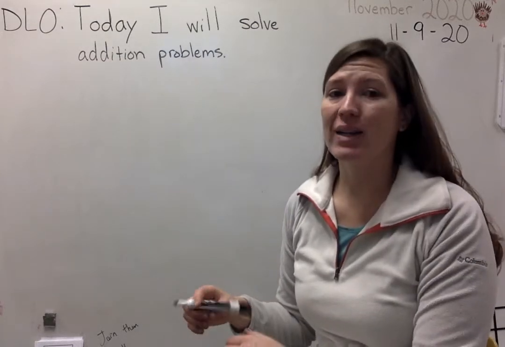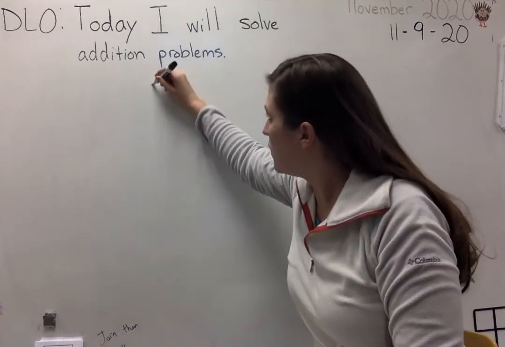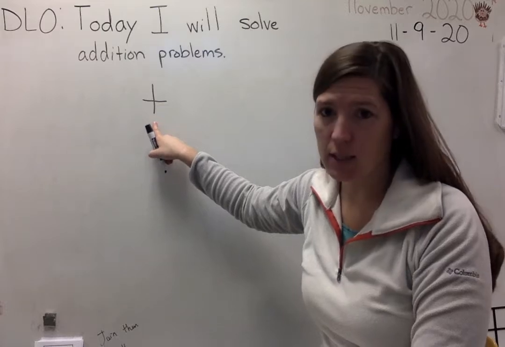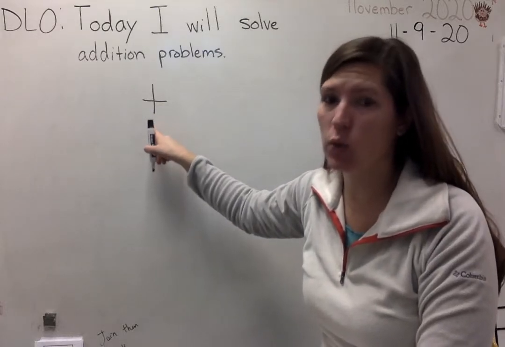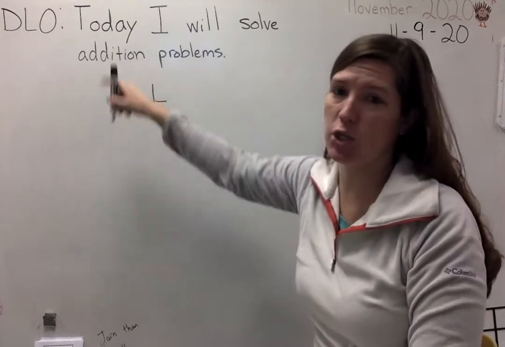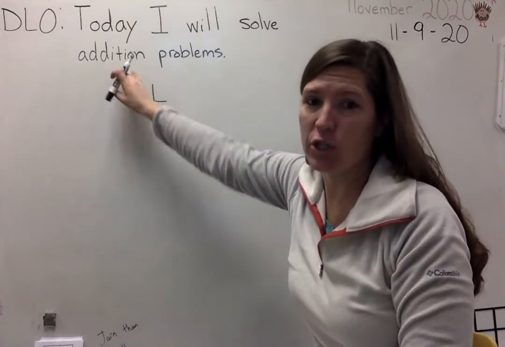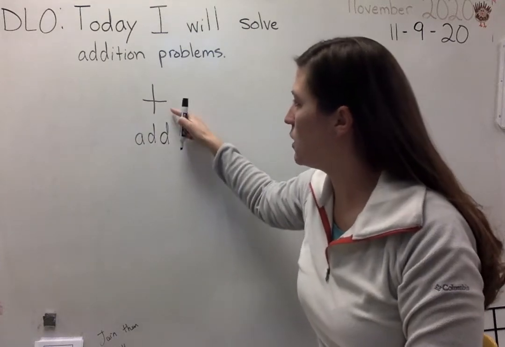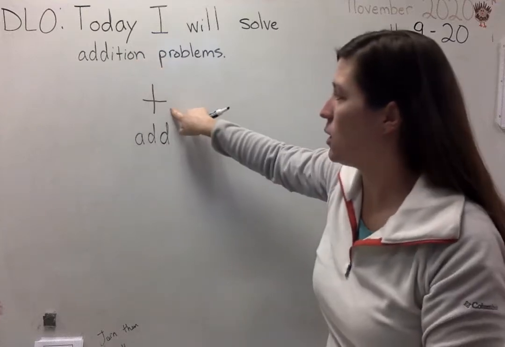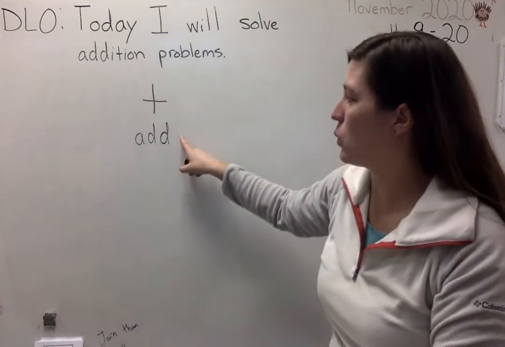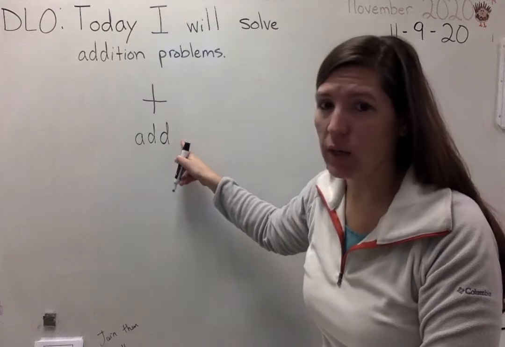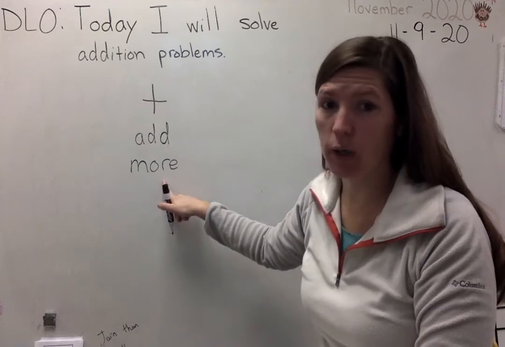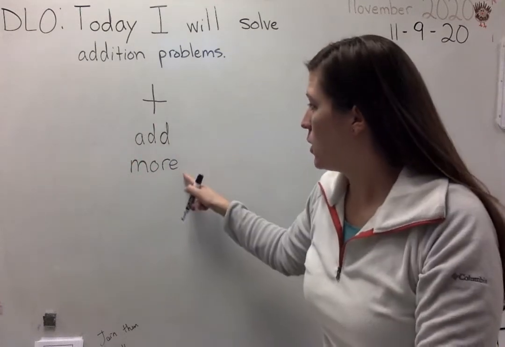So let's review our addition vocabulary. This is the operation. Say operation: plus. That is called a plus sign. When you see a plus sign, you know you're adding. Addition. The short word for addition is add, which is A-D-D. So when we're doing addition, the operation is plus. You'll hear the word add. When you add, you're getting more, a bigger number.